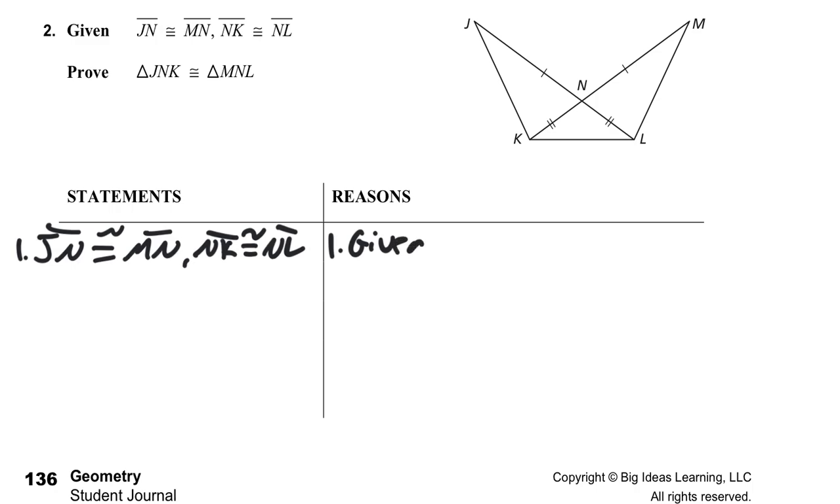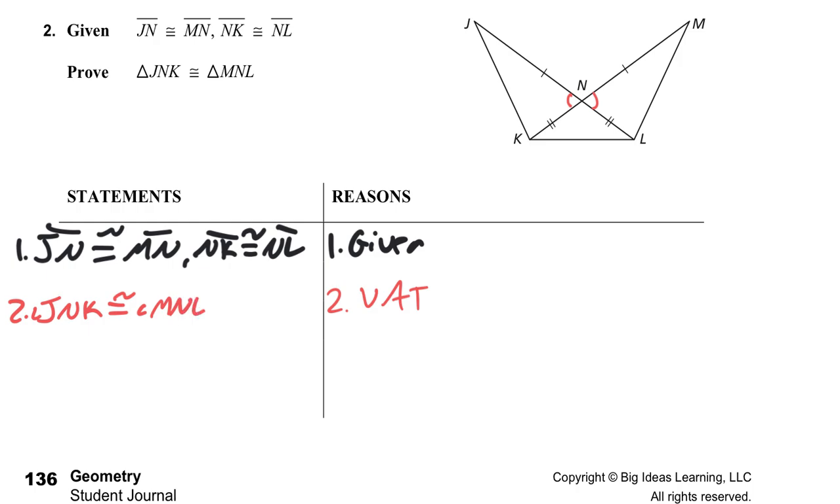Now, if I want to talk about side angle side, I have these two sides here, but what I'm missing is the angle. So I want to find a way to prove that these two angles are congruent. I can prove that because they are vertical angles. So my next one is going to be the vertical angle theorem. And those angles are J and K. So angle JNK is congruent to angle MNL by the vertical angle theorem.